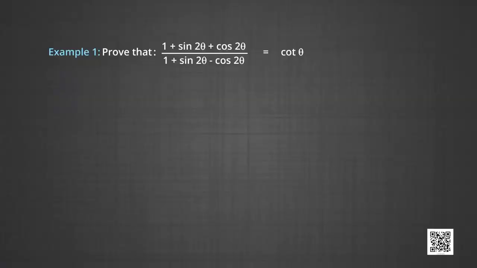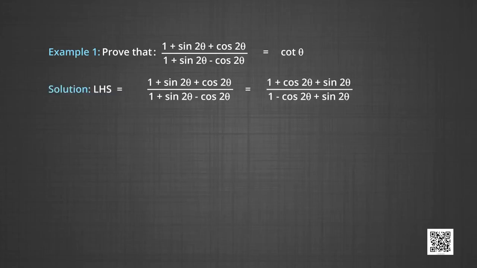In example 1, we will prove that 1 plus sin 2 theta plus cos 2 theta divided by 1 plus sin 2 theta minus cos 2 theta is equal to cot theta. We begin with our left hand side. Left hand side is 1 plus sin 2 theta plus cos 2 theta upon 1 plus sin 2 theta minus cos 2 theta. We rearrange the terms in the numerator and denominator to get this equal to 1 plus cos 2 theta plus sin 2 theta and 1 minus cos 2 theta plus sin 2 theta.